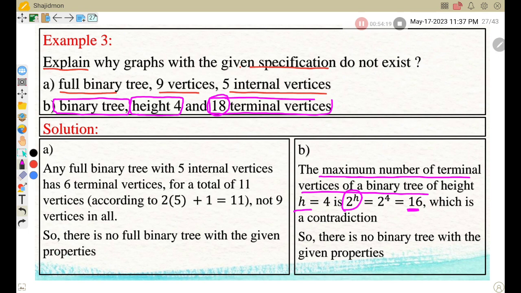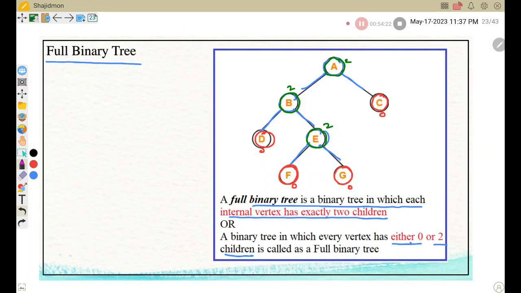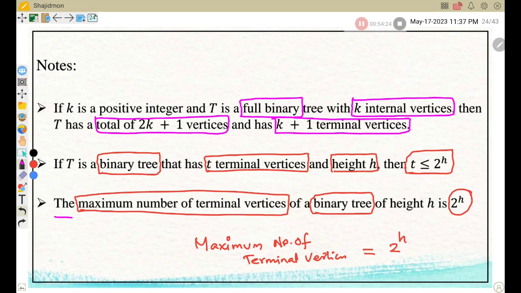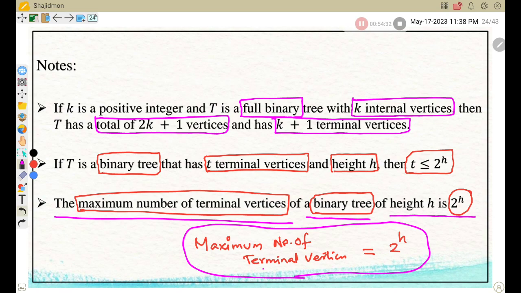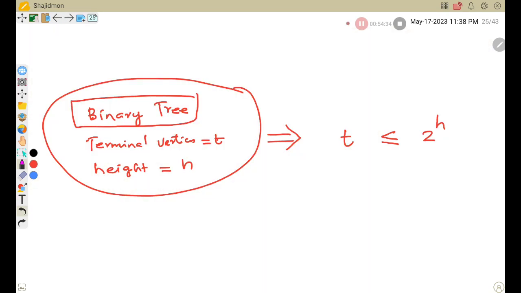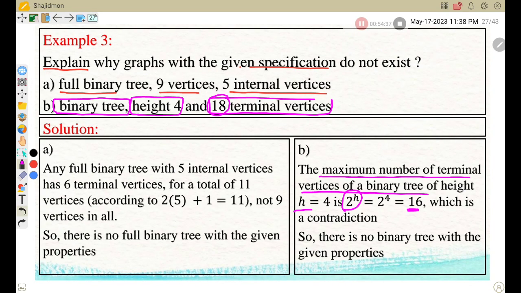Maximum number of terminal vertices should be 2 power h. We studied, you remember this rule. The maximum number of terminal vertices of a binary tree of height h is 2 power h. Correct? So in this question height is given, height equal to 4. So 2 power 4 means 16. But how much is it telling in the question? 18 terminal vertices. Is it possible? No. 16 only possible. So a binary tree with this specification does not exist.